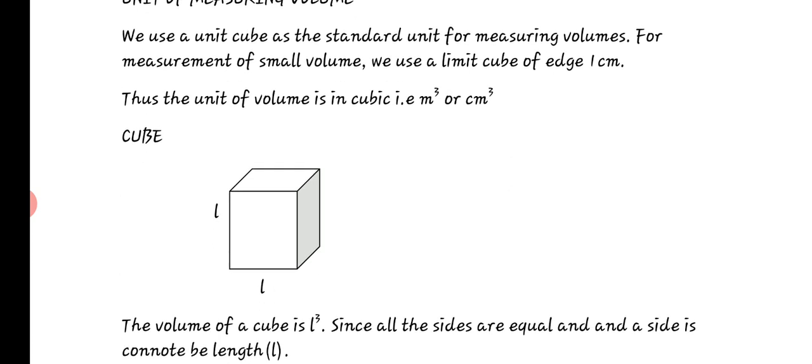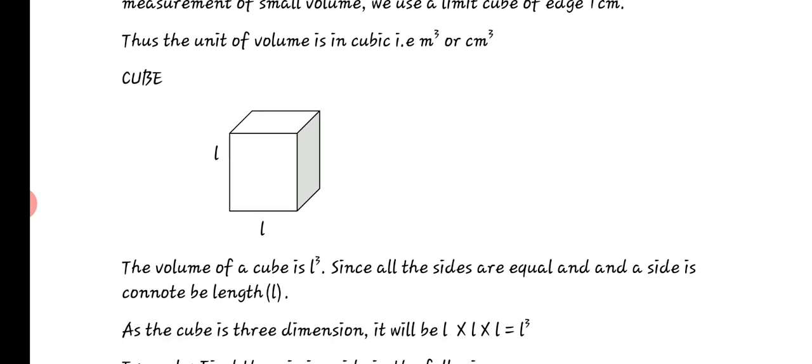Let us start with the cube. If you look at this, this is the shape of a cube, all the sides are equal. The volume of a cube is length cube. Since all the sides are equal and the side is denoted by length, it will be length times length times length. Generally, the volume of a 3-dimensional shape is measured by the area of the base times height.